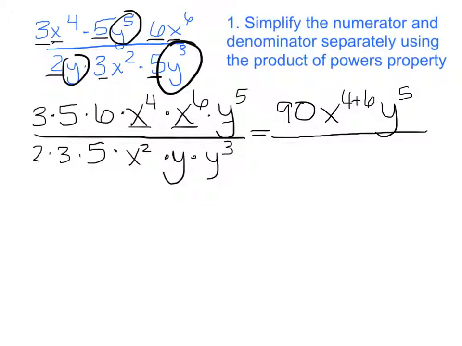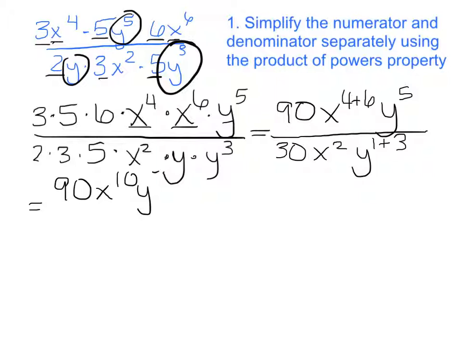I'm going to rewrite 2 times 3 times 5 to give me 30. And I only have one x, so I still have x squared. And then I'm going to combine my y's using the product of powers. So I have 1 plus 3. So that was my first step. Let's just simplify that before moving on. So we'll have 90 x to the 10th, y to the 5th, over 30 x squared times y to the 4th.